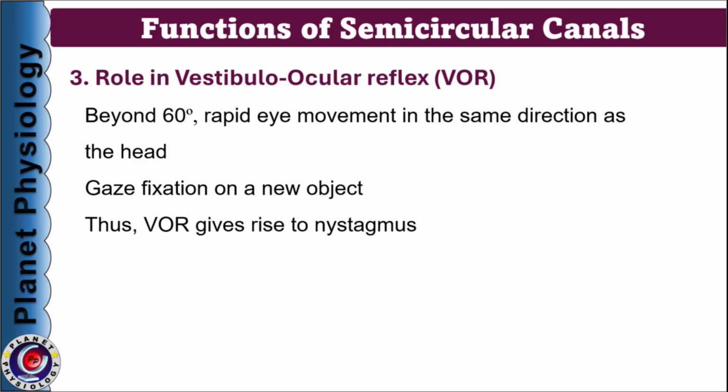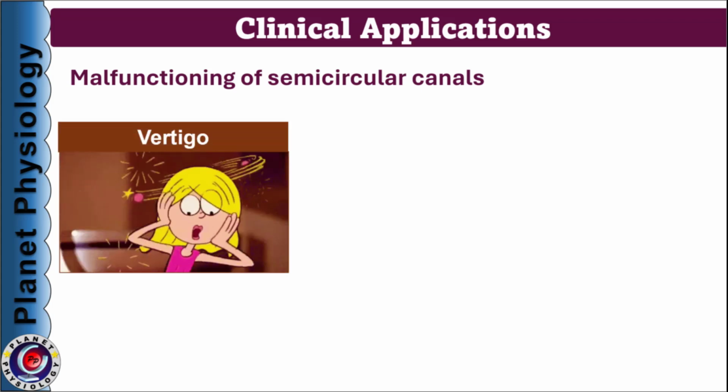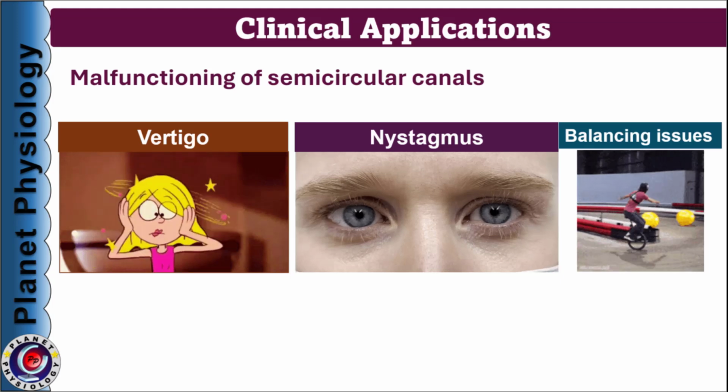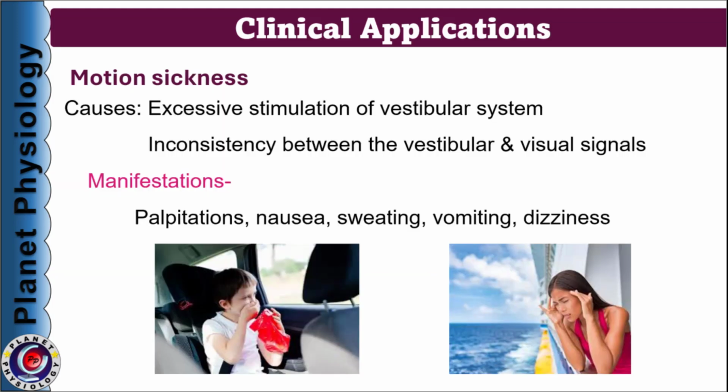Now let's move on to the clinical aspects when semicircular canals go wrong. If canals don't work properly, you may experience vertigo, nystagmus and balancing issues, especially with the rotational movements. Motion sickness is a common example, and here excessive stimulation of vestibular system or conflicting information from the vestibular and the visual systems cause symptoms like palpitation, nausea, sweating and vomiting.